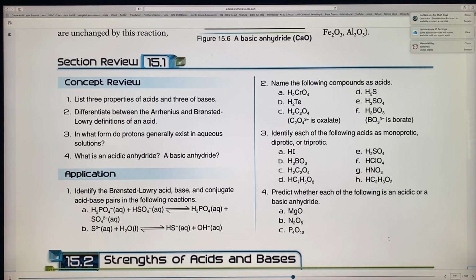So predict whether each of the following is acidic or basic anhydride. Okay, if it's acidic, it's oxygen combining with a non-metal. If it's basic, it's going to be oxygen combining with a metal. So you have to look in your periodic table. Where is magnesium? You see where magnesium is on there. Basically magnesium is going to be basic because magnesium is a type of metal.